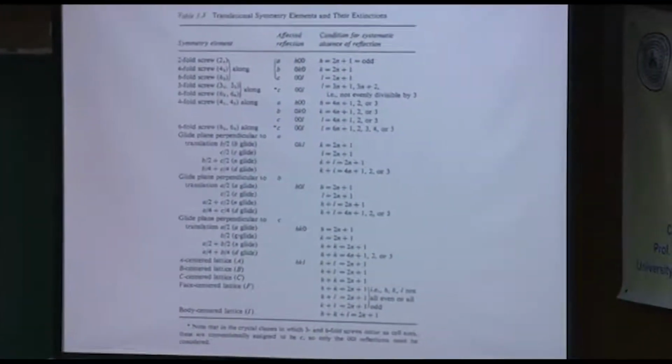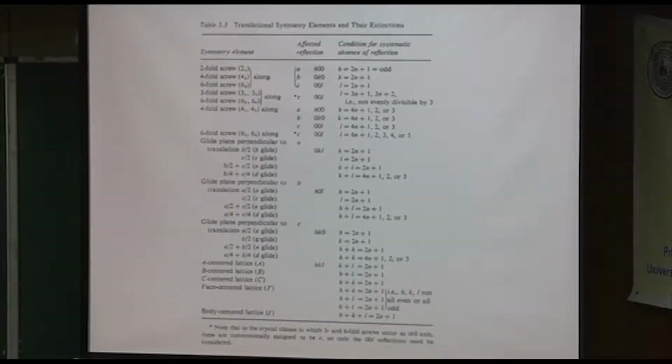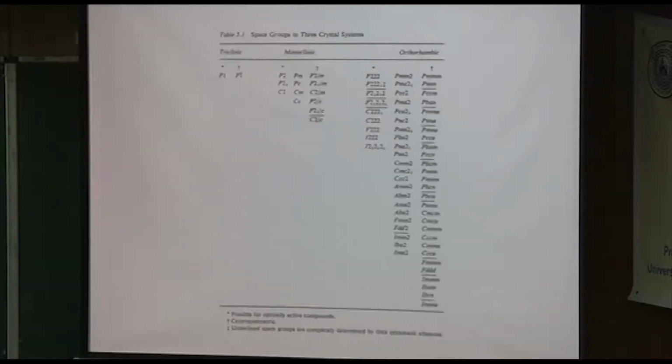Okay, so this is another chart. This one is from a textbook, the same one, Stout and Jensen, that I really like. And you notice that it's giving the extinctions as 2n plus 1 instead of 2n. So it means that if it's odd, it's absent. In the other book, the International Tables, if it's even, it may be present, but if it's odd, it is absent. Oh, confusing.